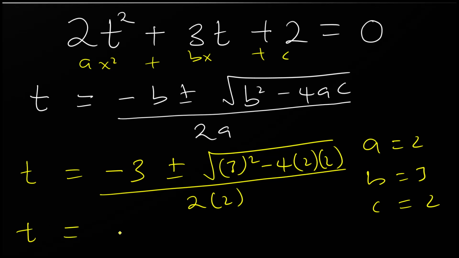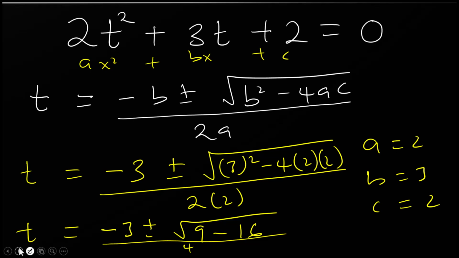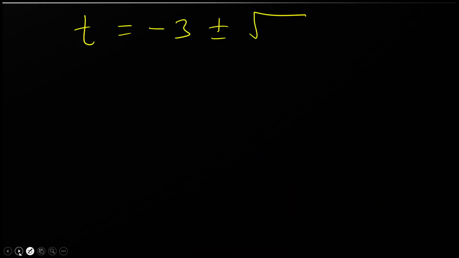So we have t equals minus 3 plus or minus the square root of 9, here 4 twos are 8, 8 twos are 16, on 4. Okay, so t equals minus 3 plus or minus, so 9 minus 16 will be minus 7. Minus 7 on 4.